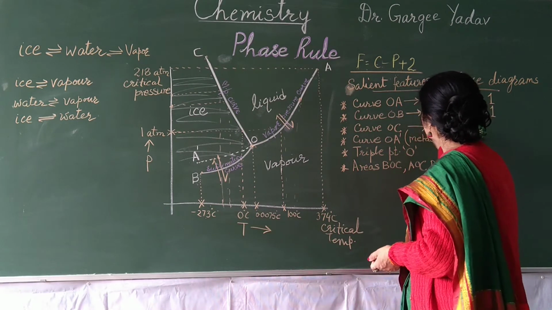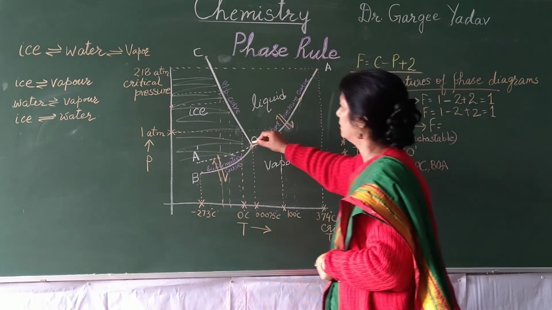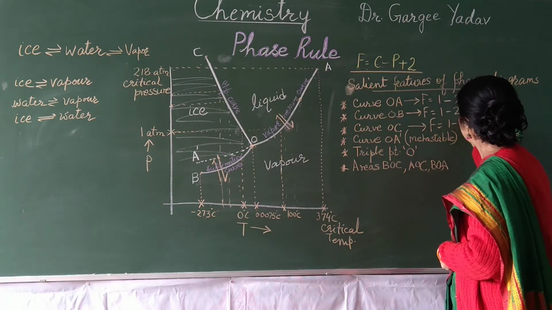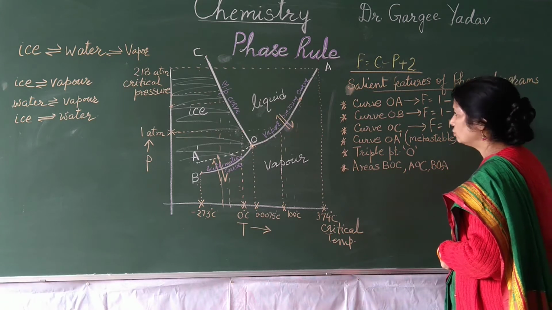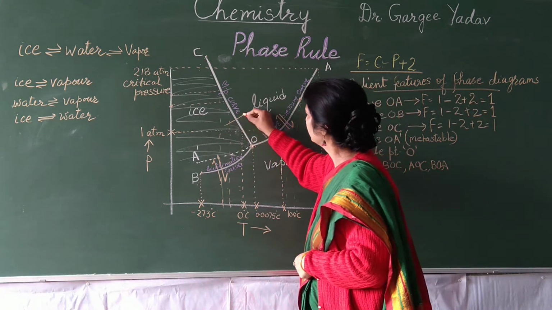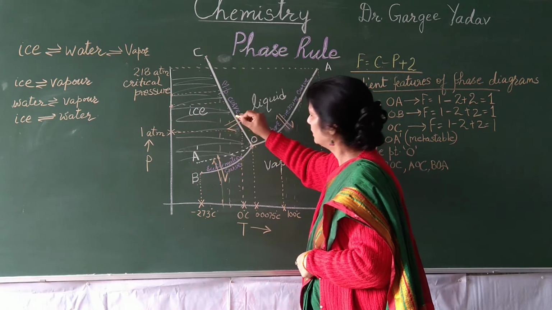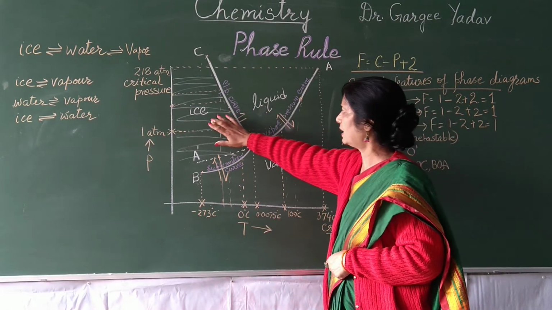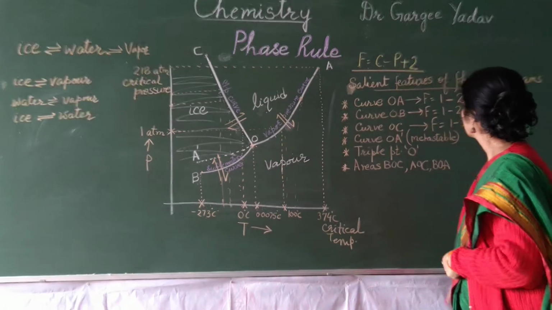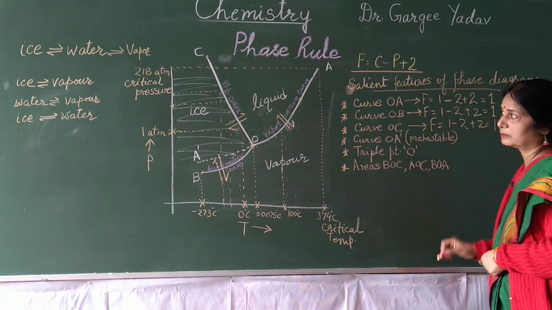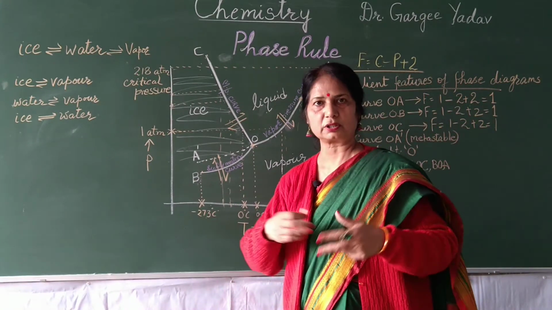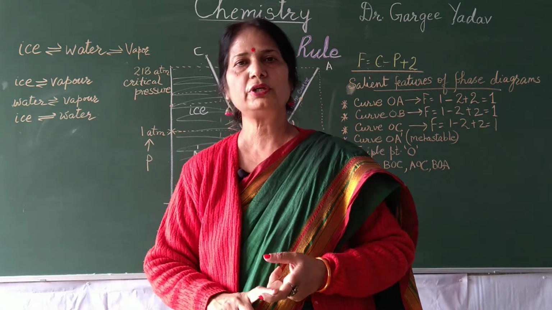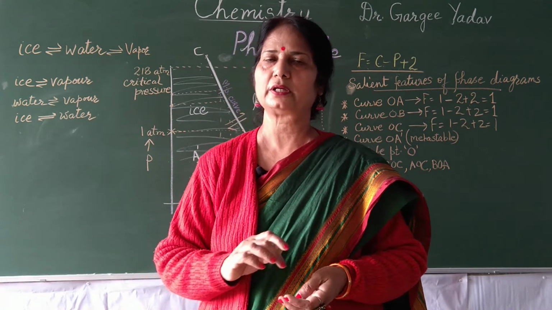So again, if we calculate F on this curve OC, F will be equal to 1 minus 2 plus 2. Here the two phases in equilibrium are ice and liquid water. So the degree of freedom comes out to be 1, as we have seen that along the curves the degree of freedom is 1. That means the system is univariant, or monovariant, along the curve.